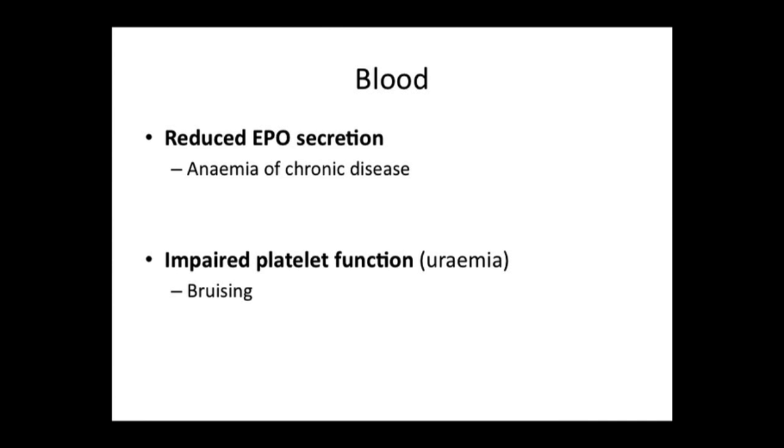One of the other hormonal functions of the kidney is the production of erythropoietin, which is one of the key hormones that stimulates the bone marrow to produce red cells. Patients with reduced kidney function don't produce as much, so they get an anemia. The anemia that they tend to get is an anemia of chronic disease, so it's one of your normocytic anemias. They also get impaired platelet function because of the uremia, so they bruise very easily as well. And the bones we've spoken about.